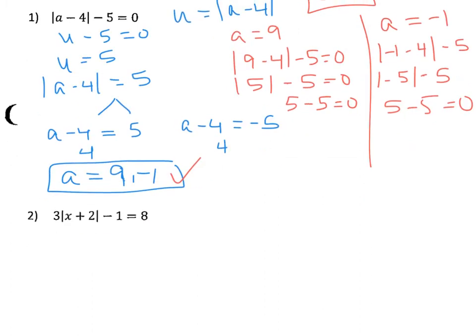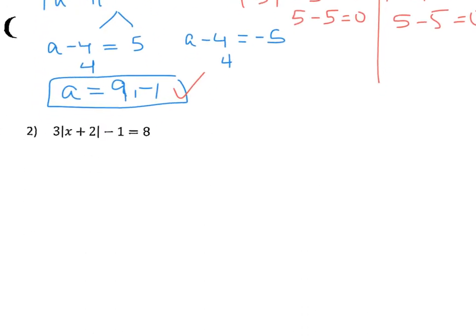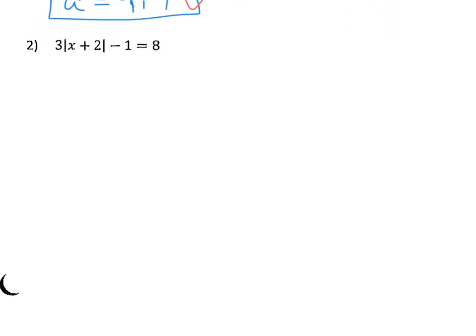Okay, let's head on up, and we will move this up, and let's go ahead and do the second one, which happens to be the last one on this page. Okay, so first things first, we're going to go u equals the absolute value of x plus 2. So we'll substitute u in, so 3u minus 1 equals 8. 3u equals 9, and then u equals 3.